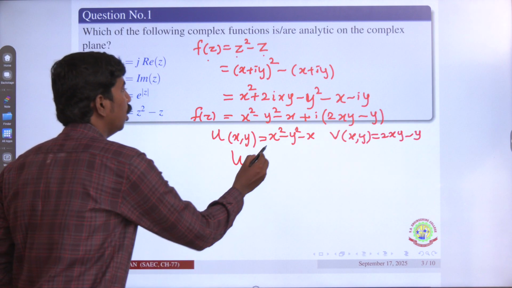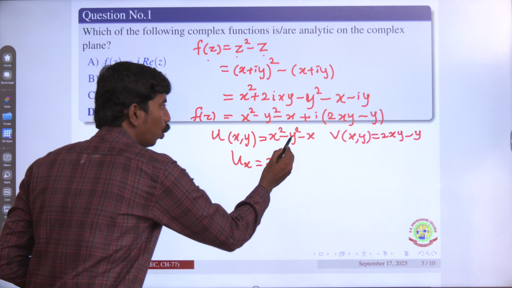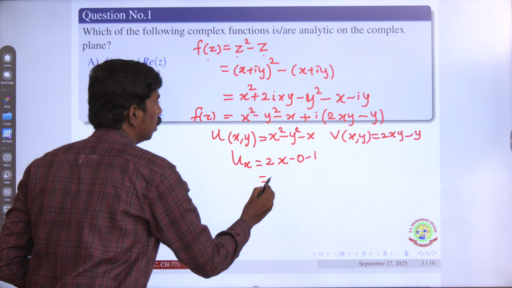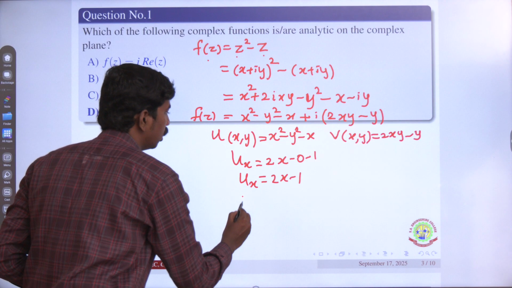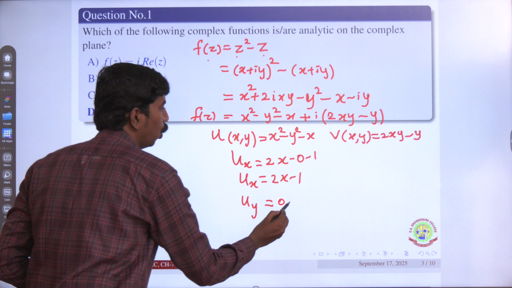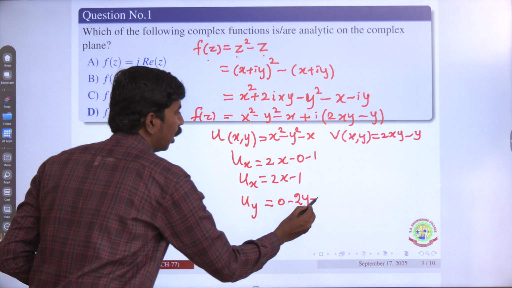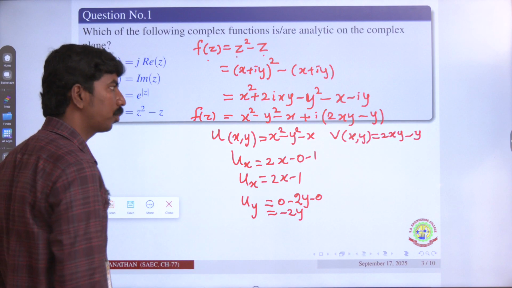So Ux is nothing but the differentiation of x square, which is 2x. Then there is no x, so you will get 0. Then x differentiation is 1, so 2x minus 1. This is our Ux. And similarly, what is Uy? Differentiation with respect to y: 0 minus y square differentiation 2y, then there is no y, so 0. That is equal to minus 2y.